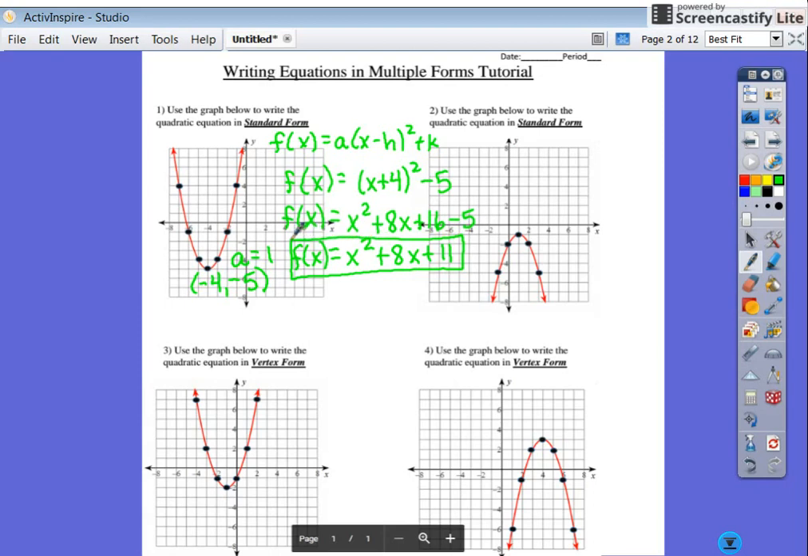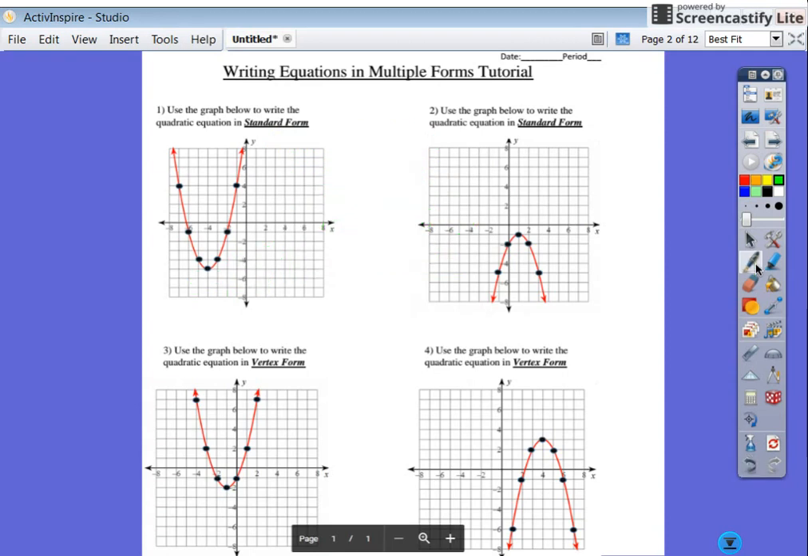So what I did first on this one was use my vertex form to help me get to the standard form. And I'm going to do the same process on number 2. Get some more room on here. Okay, so on number 2, I noticed that my vertex is at 1, -1. And then from the vertex, I go right 1 and down 1 to get to the next point. So A is going to be equal to -1.